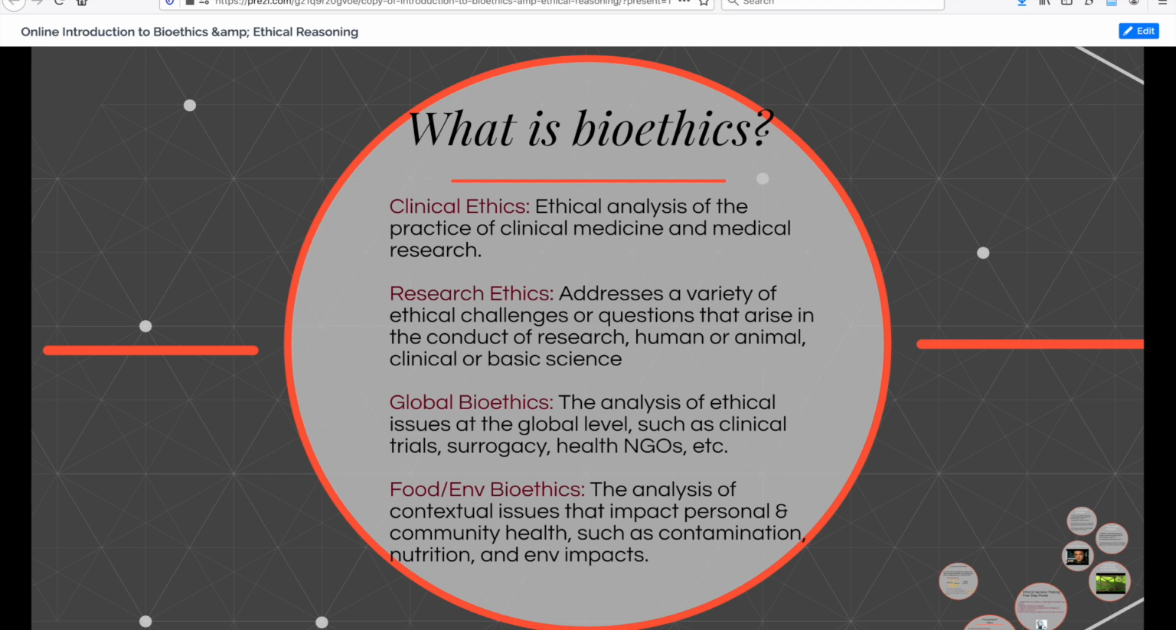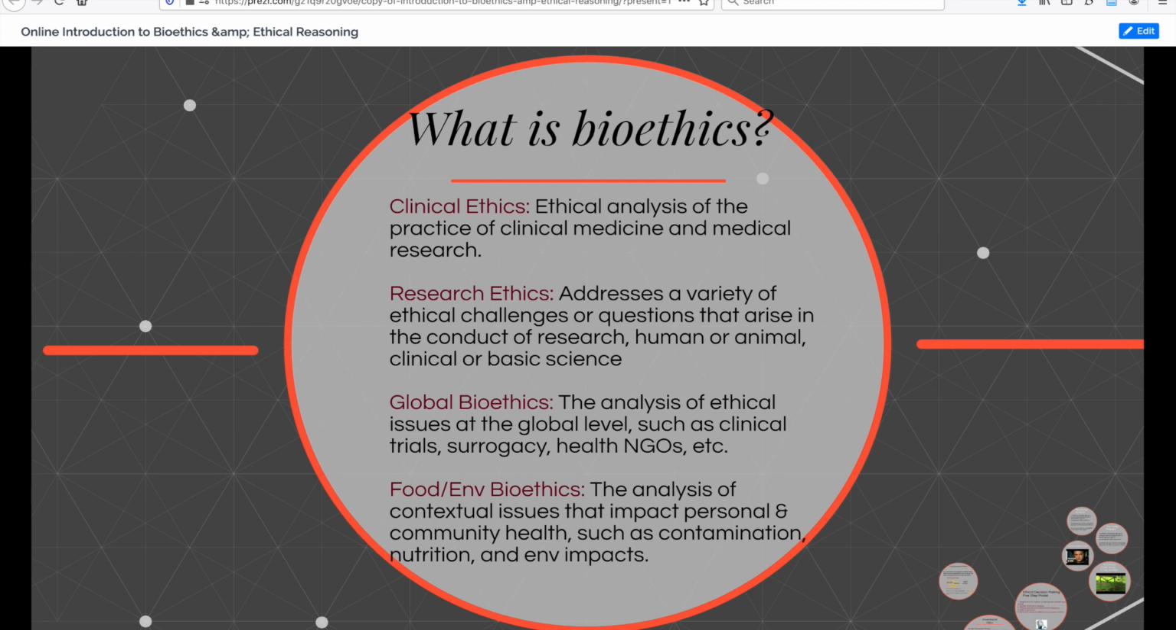Clinical ethics is the ethical analysis of the practice of clinical medicine, medical research, etc. So what goes on in the clinic? Research ethics looks at the research process, identifies ethical challenges and questions that arise in this context in both human and animal research. And we'll be specifically looking at guidelines that are put in place policy-wise at R1, Research 1 institutions, nationally and internationally throughout the semester.